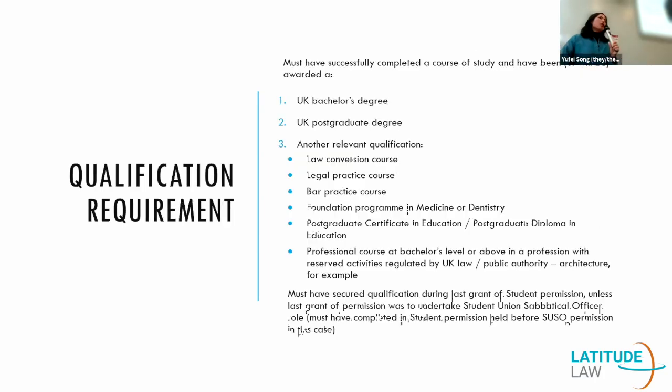Qualification requirement. So as previously mentioned, you have to have at least got a bachelor's degree. You can rely on a master's degree, PhD, that's all fine. And there are other additional relevant qualifications that you can rely on, for example, law conversion course, legal practice course. And if you hold permission as a student union sabbatical officer, you can still apply, but you have to have completed your course before you undertake this role as a student union sabbatical officer.